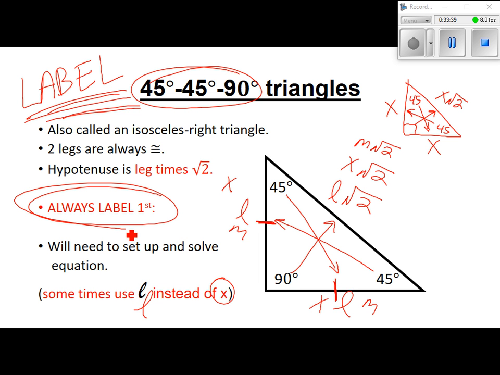Once you label it, then you're going to have to set up an equation, and you're going to solve that equation. Some of the equations will be real simple. It'll be like x equals 5. Well, there is nothing to solve. You just know x equals 5. And wherever you see x, you stick in a 5.